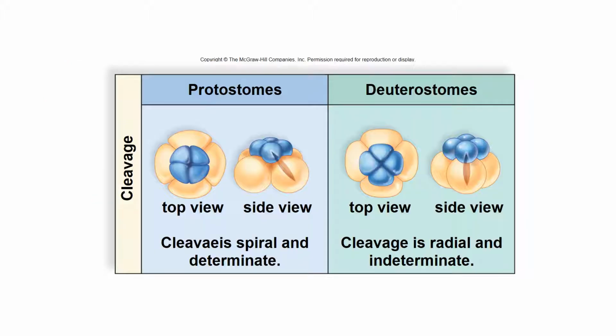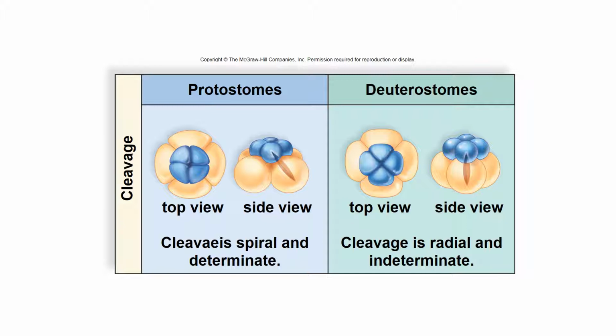Now, protostomes and deuterostomes, their cleavage is different. Cleavage is the first event in development, and that's basically cell division without a lot of cell growth. In protostomes, the new cells are at an angle to the old cells when they start to divide. And so protostomes have cells that have limited potential and can't really develop into a complete embryo.